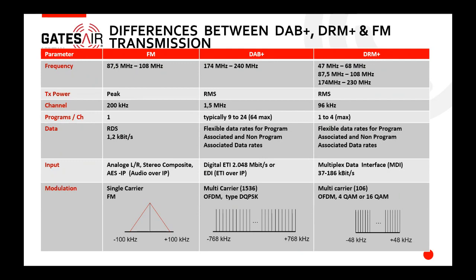Now, when we think about this, this chart just gives you a quick snapshot of FM, DAB, and DRM, and then I'll look at HD Radio. But at the bottom, you can see the point I was making. FM that we're used to is a single carrier system. We frequency modulate the carrier.